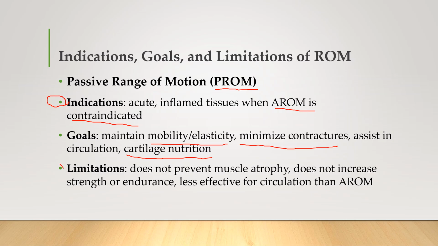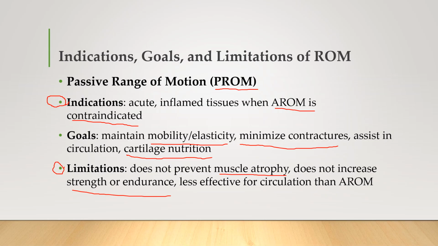Some of the limitations from passive range of motion is that it does not prevent muscle atrophy. So if we're not using our muscles, if we're not contracting those muscles, they will atrophy some. And that's one of the things that we're going to have to deal with when we start talking about surgical interventions. If there is no active movement allowed, then we can only do what we can to minimize atrophy and keep our patients functional and decrease pain. So it's not going to prevent muscle atrophy. Okay. It also does not increase strength or endurance.